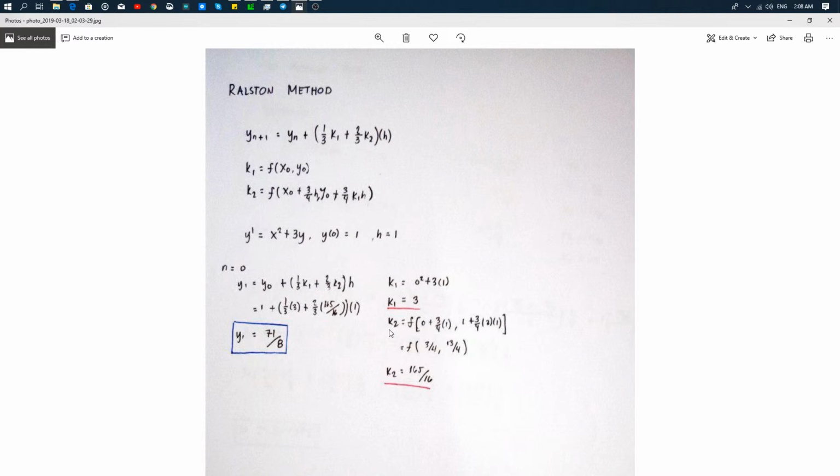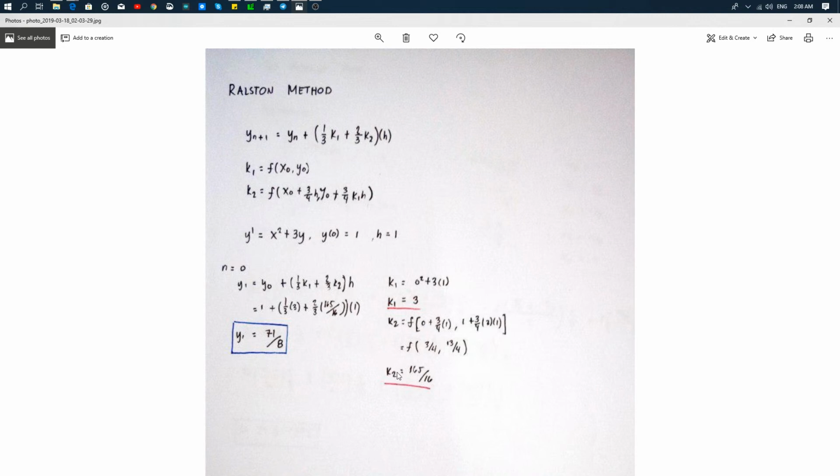At k2, we have this function of 0 plus 3/4 times 1, where the 1 is the step size, then this is the initial value of x. On the other hand, we have 1 plus 3/4 times 3 times 1, where 3 is the value of k1, 1 is the step size, then the initial value of y. So we now have 3/4 and 13/4, and substituting these values into the equation, we will have k2 equal to 165 over 16.